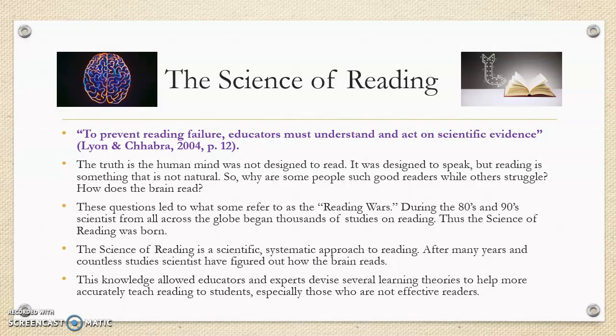It is a scientific, systematic approach to reading. We just look at how the brain works, what parts of the brain are affected when we're reading. This knowledge allows educators and people in general to come up with theories to help more accurately teach reading to students, especially those who are not effective readers.